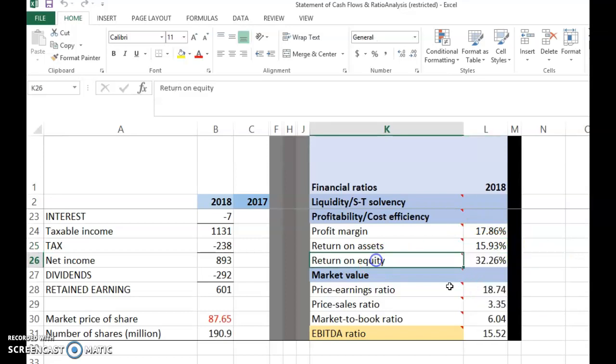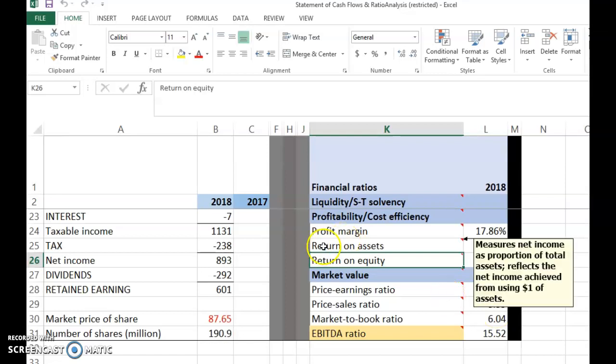Now let's move on to the last ratio in the fourth category, which is return on equity. Now these two have short forms. ROA is return on assets. Some books call this ROTA, return on total assets, or sometimes return on investment. So ROI means return on the company's total investment, which will be total assets. So ROA, ROTA or ROI refers to return on assets.